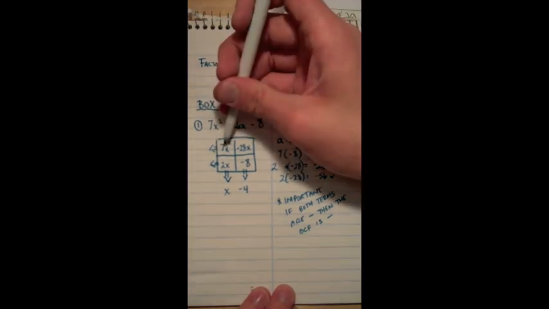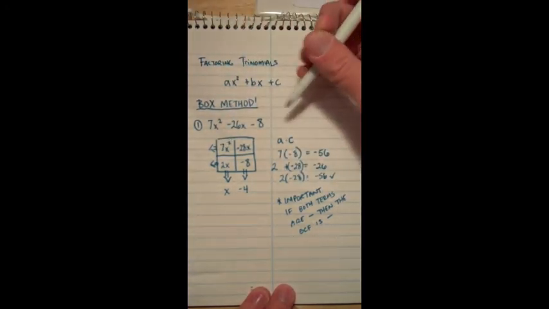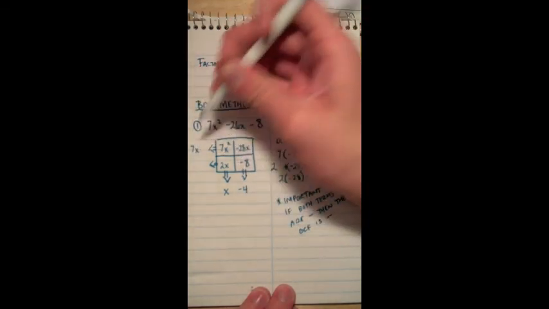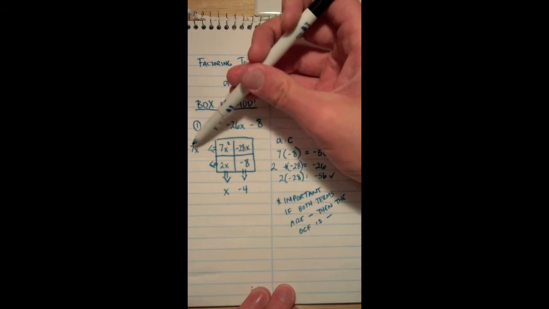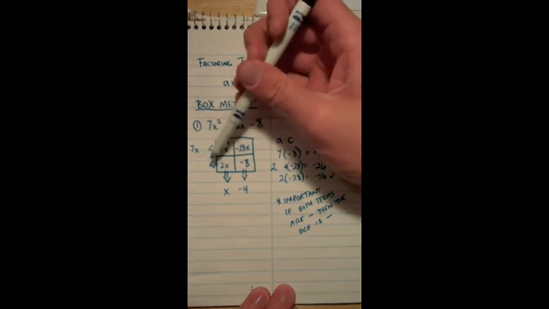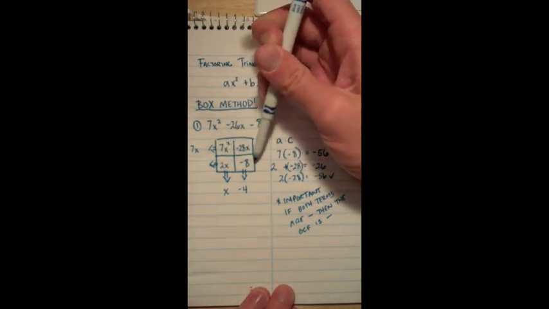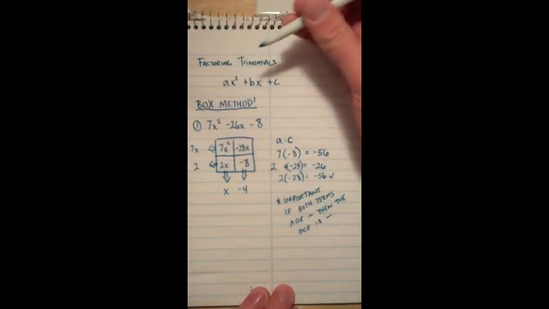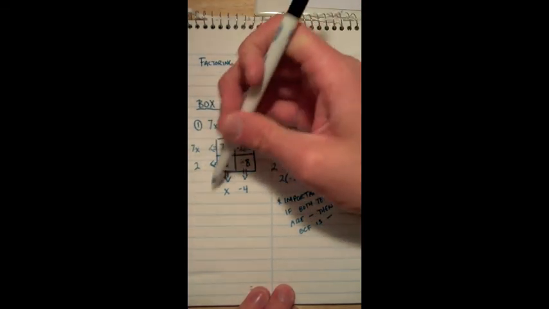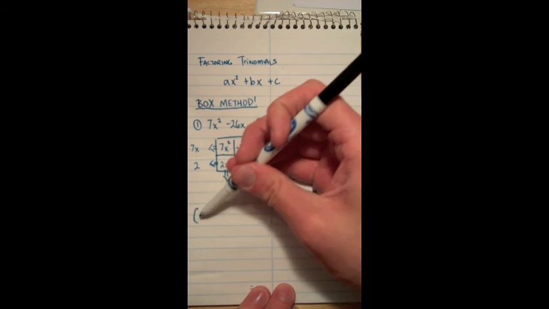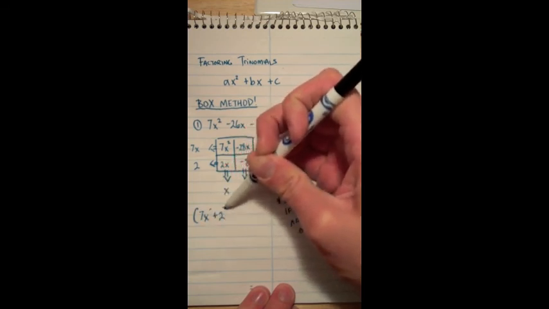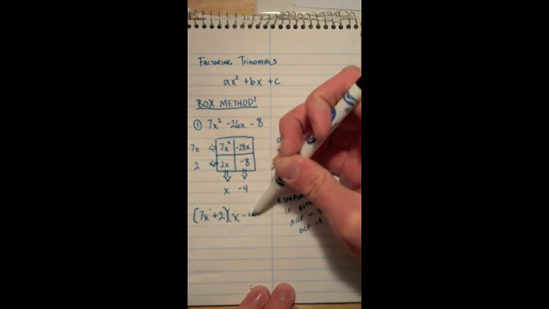So I'm finding the GCF now of 7x squared and negative 28x. All right, I have 7x as my GCF. The GCF of the numbers would be 7, and the GCF of the variables is just an x. And finally, the last GCF of just 2x and a negative 8, I'm getting a regular old 2. Take a look at your GCFs. That gives us our two binomials. Our answer is 7x plus 2 and x minus 4.